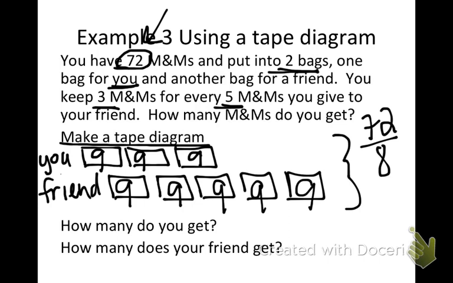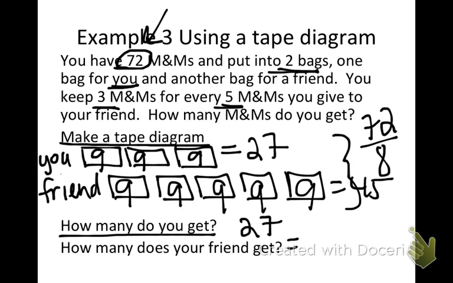So you're giving your friend some more M&Ms. So how many did you get? 9 times 3 is 27. And 9 times 5 is 45. So that's how many your friend has.